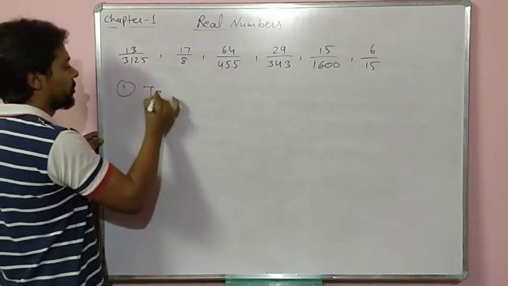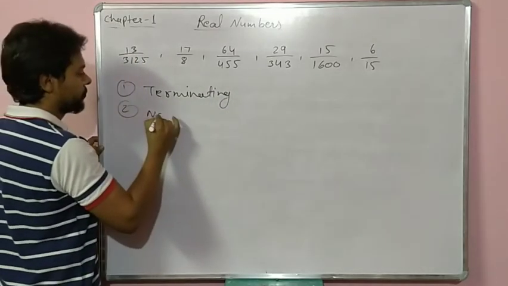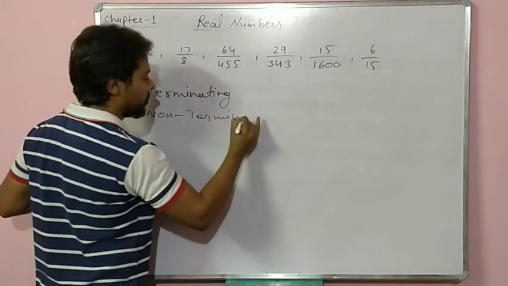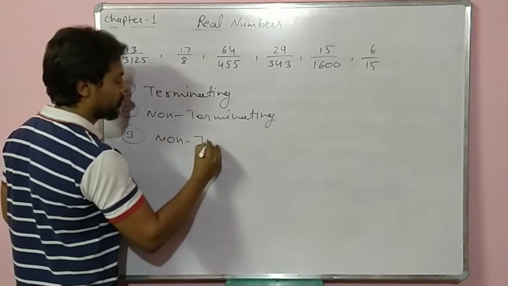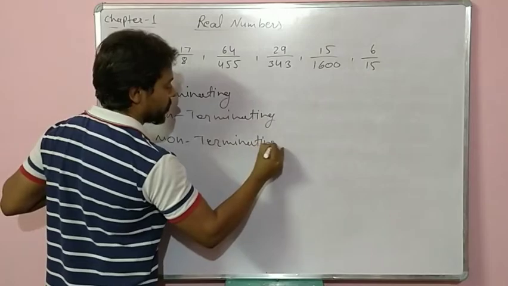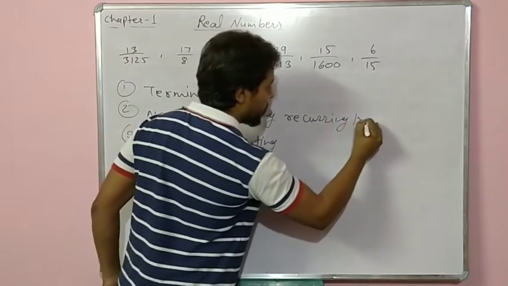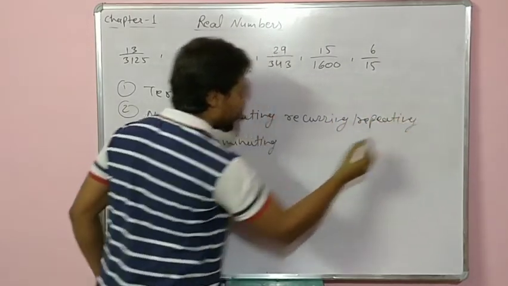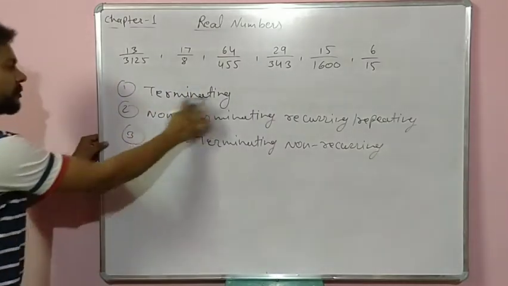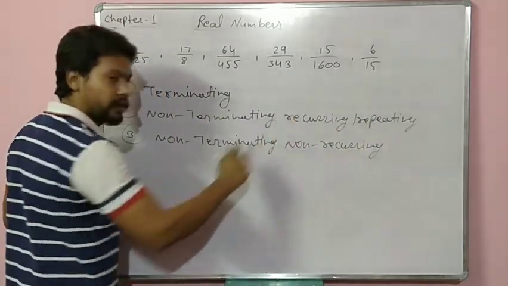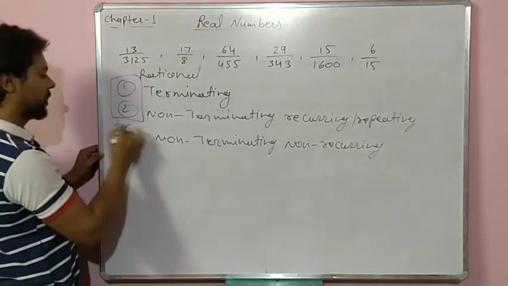First, terminating. Second, non-terminating. Third, non-terminating. Okay, they both are non-terminating. What's the difference is? It is recurring or repeating, but this one is non-recurring. Okay, terminating, non-terminating recurring, non-terminating non-recurring. Okay. These two belong to rational number, and this one belongs to irrational number.